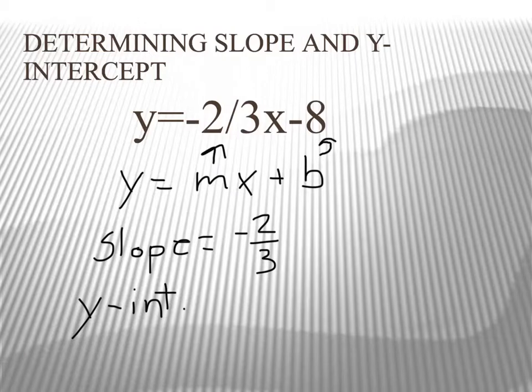Remember, it's y equals mx plus b. So we have this plus sign here. Up here it says negative. Another way to write this equation to make it look like y equals mx plus b would be y equals negative 2 over 3x plus negative 8. So there we can clearly see that our y-intercept is negative 8. It crosses the y-axis at negative 8.